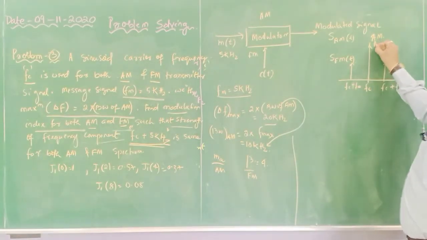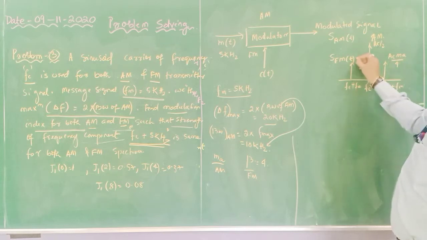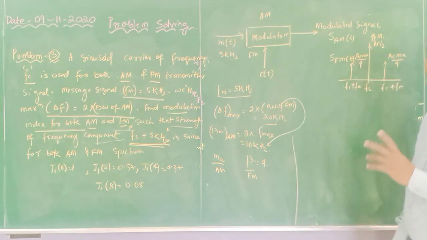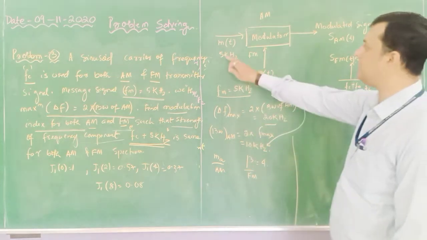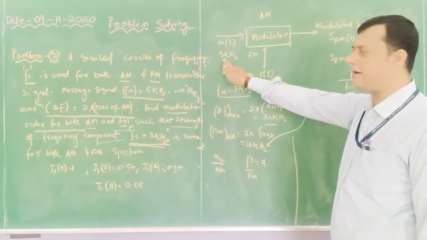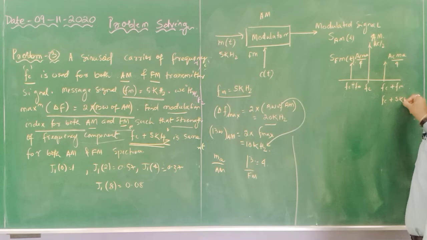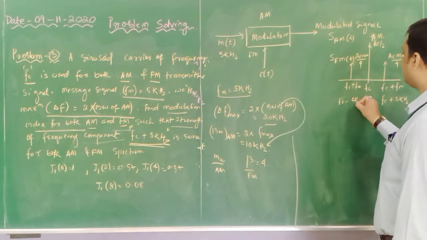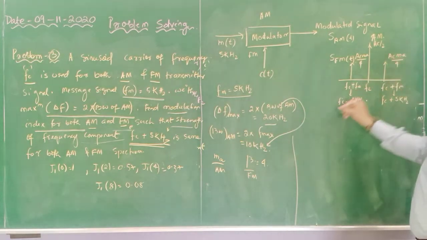Now how much is it? It is AC MA by 4. These are the amplitudes for the AM signal. Now here, what is our FM signal? The modulating signal frequency is 5 kHz. So here I will write Fc plus 5 kHz and here Fc minus 5 kHz. Done? So this is the spectrum for AM.